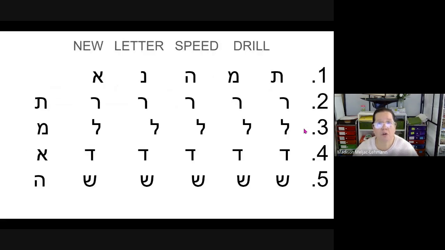Okay, here's our speed drill. So I'm going to pause a minute, point to the letters, and then I'm going to go back and read the letters. So line 1 from right to left would be, and that's your opportunity to say it before I do, tav, mem, hey, noon, aleph. Line 2, Resh, Resh, Resh, Resh, Resh, tav.